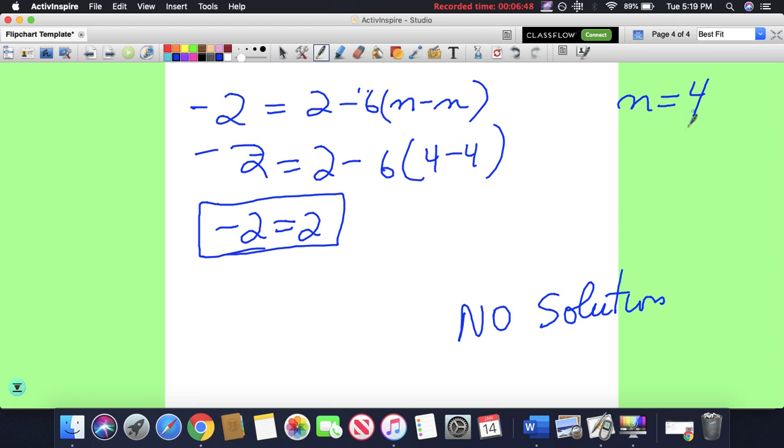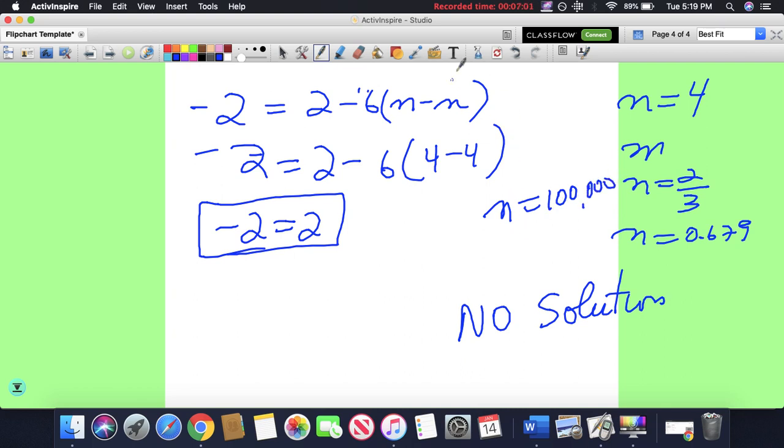So it doesn't matter if n was 4, if n was 2/3, if n was 0.679, if n was 1,000,000 or 100,000. It doesn't matter what value I put in for n in here. This will never actually work because the left side will never equal the right side. So therefore, this equation will not work. So if you ever see something like this, then you're going to tell me that the equation has no solution.